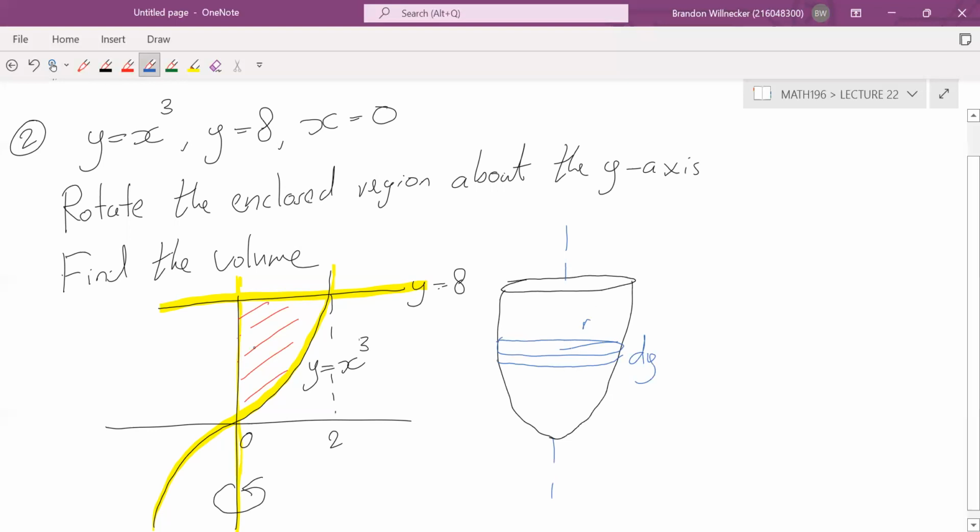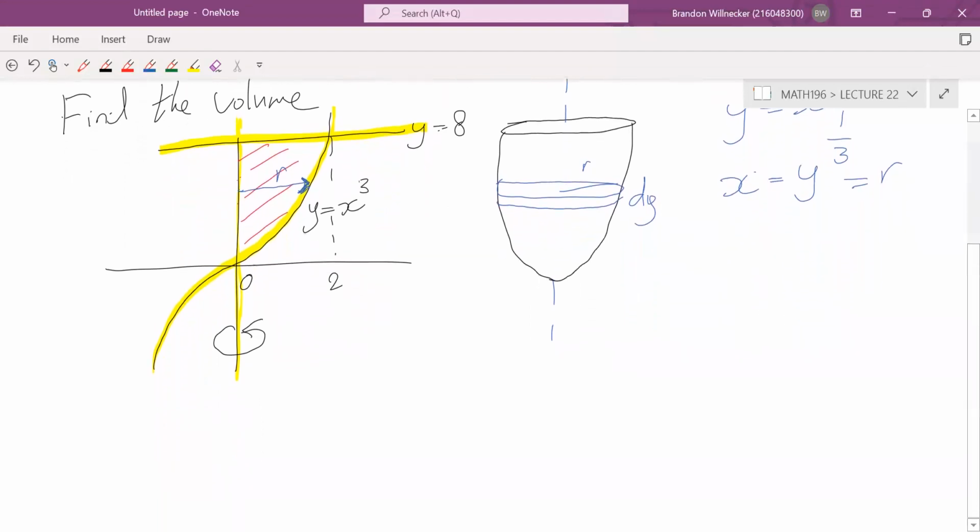The radius is the distance from the y-axis to the curve. That distance there, that's the radius. In other words, the radius is the x value. So we need to solve for x. So if y is equal to x cubed, then x is going to be y to the 1/3. And that gives us our radial distance r.